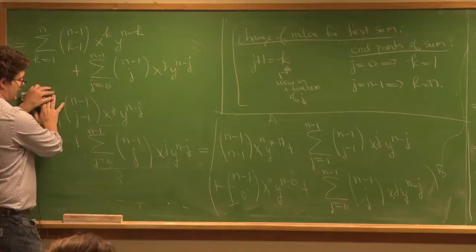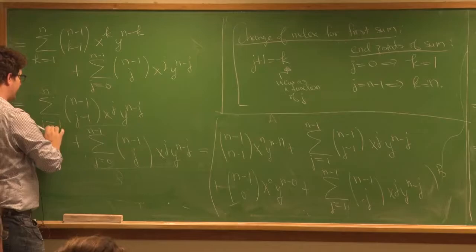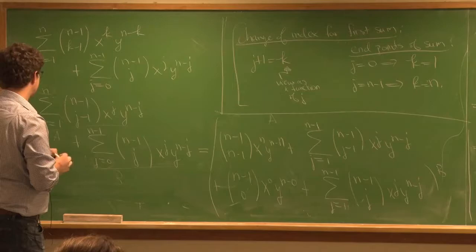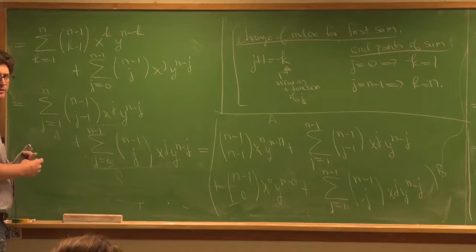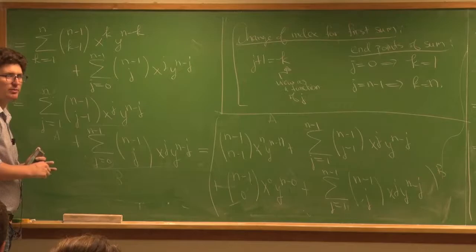So it's just the sum from n to n? Yes, so this sum will be the sum from n to n. It's one term. It's a one-term sum. Everyone looks pretty satisfied with this. Okay.